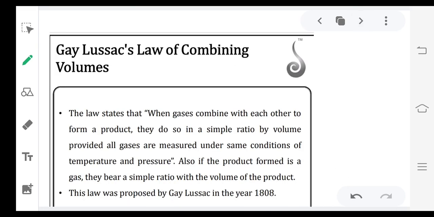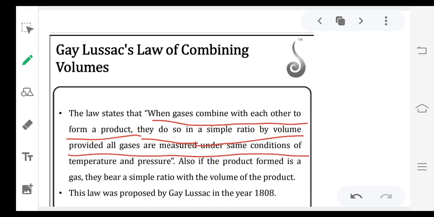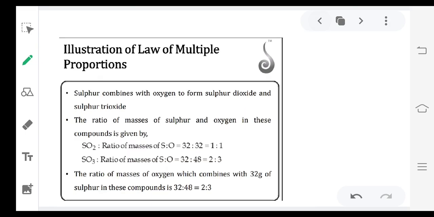Next, Gay-Lussac's law of combining volumes. What does this law state? When gases combine with each other to form a product, they do so in a simple ratio by volume, provided all gases are measured under the same conditions of temperature and pressure. So let me explain with an example so you can understand. With a direct statement it is difficult to understand, so I will explain through examples.